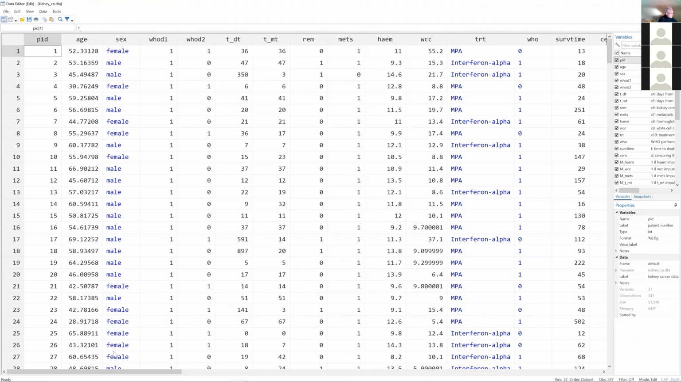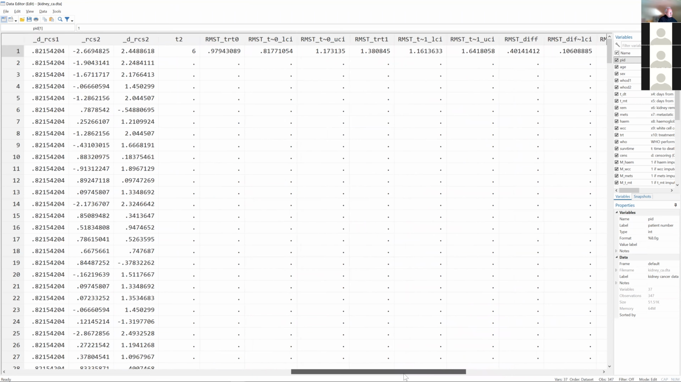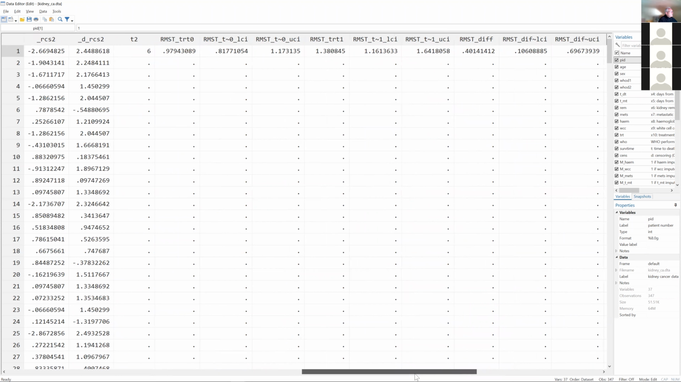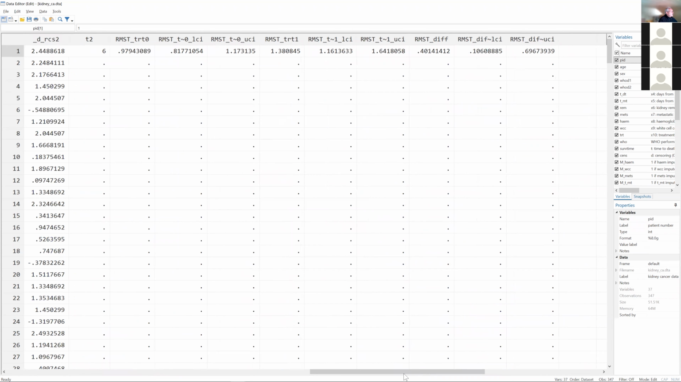Yes. So now let's scroll all the way out to the right. A bit further. Oh, there we are. So I have my new time variable. It's only one value. It's 6 years. Here is the expected survival time if you're untreated, about 1 year. Here is the expected survival time if you're treated, 1.4 years with confidence intervals. And here is the difference, 0.4 years with confidence interval. So here we have everything you need from that estimation.